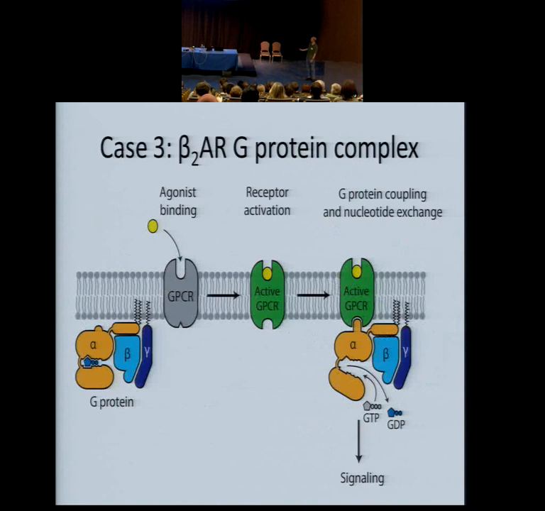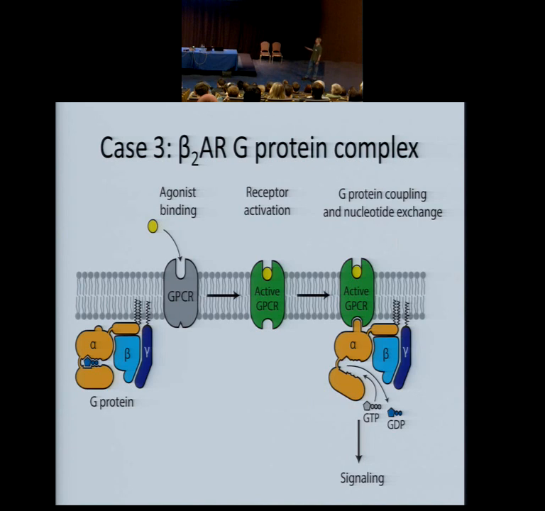So for the final specific example, I'm going to go through the beta-2 adrenergic receptor Gs signaling complex. This is the first example of a signaling complex containing a GPCR whose structure has been solved. Basically the idea is that when a GPCR is activated, it binds to an agonist. It undergoes a conformational change, which causes it to open up on the intracellular side. That allows it to interact with the G protein and catalyze nucleotide exchange.